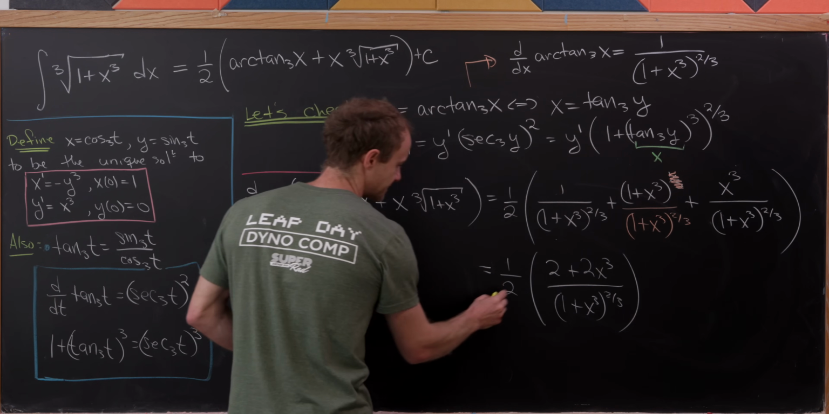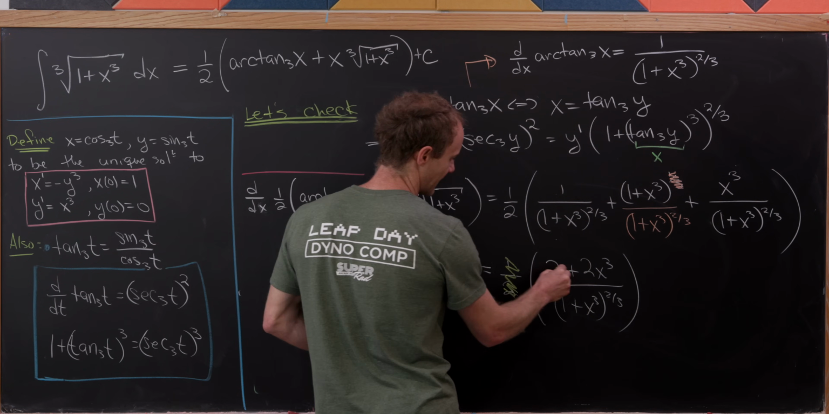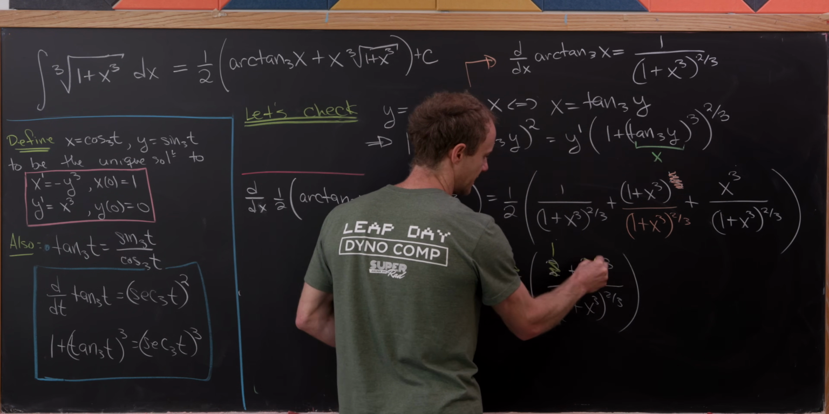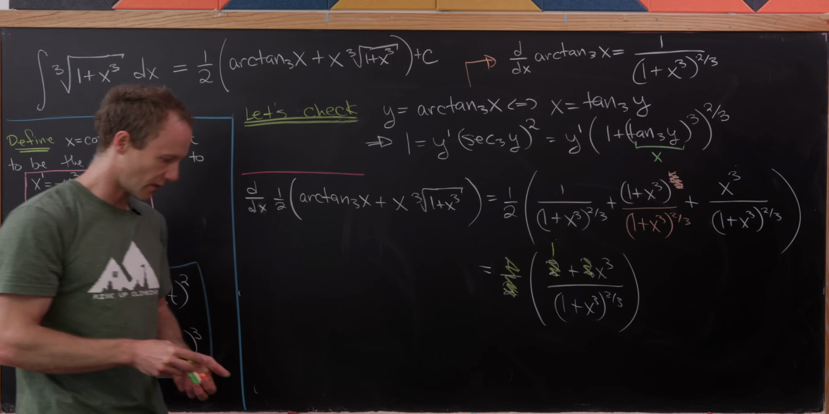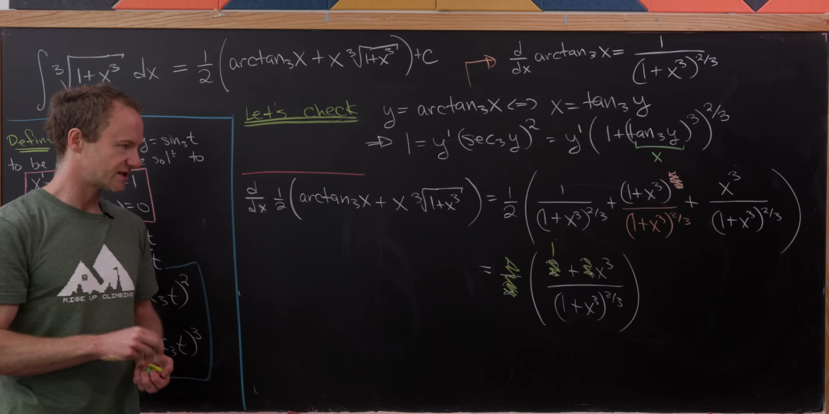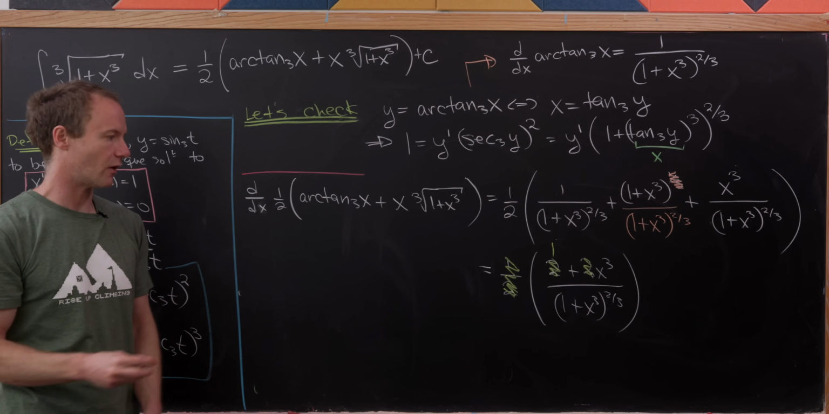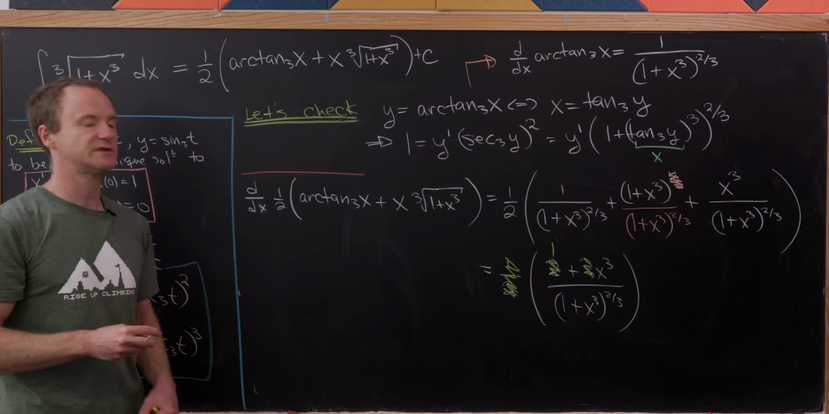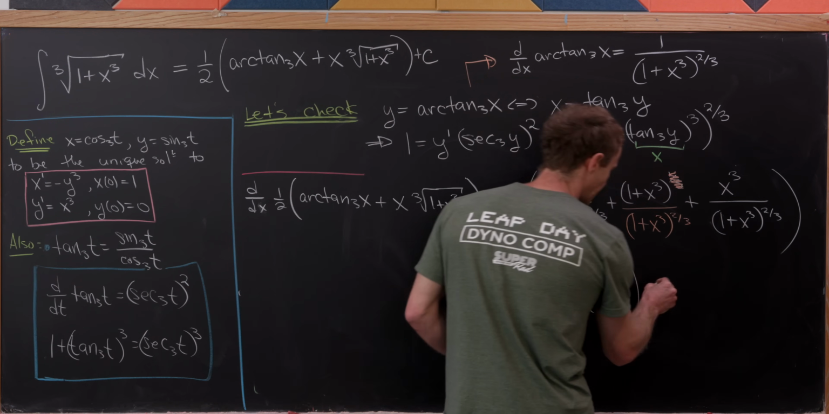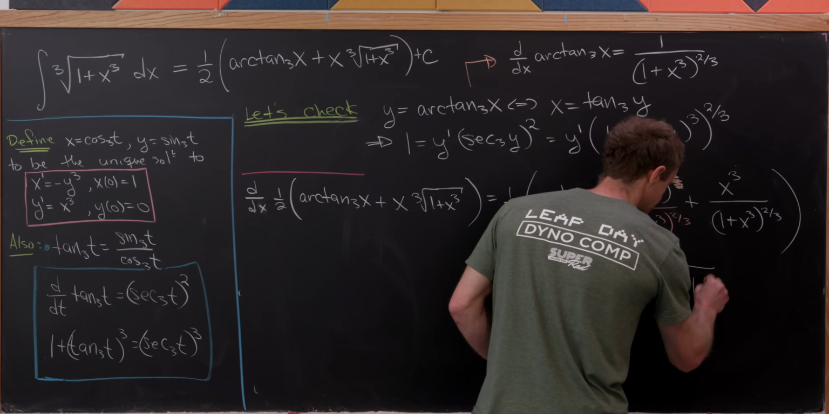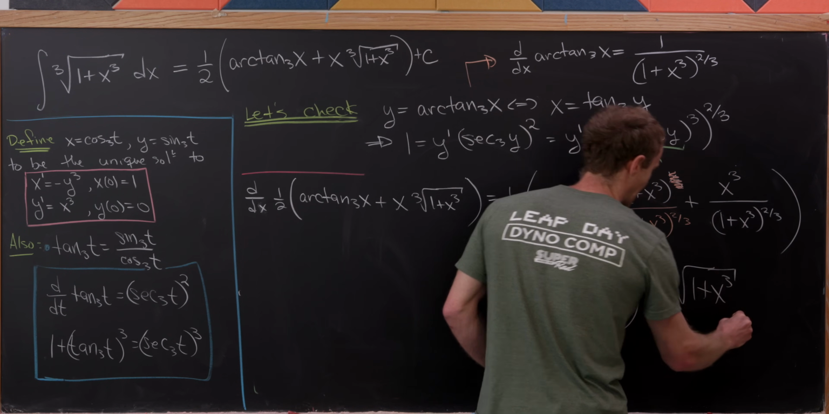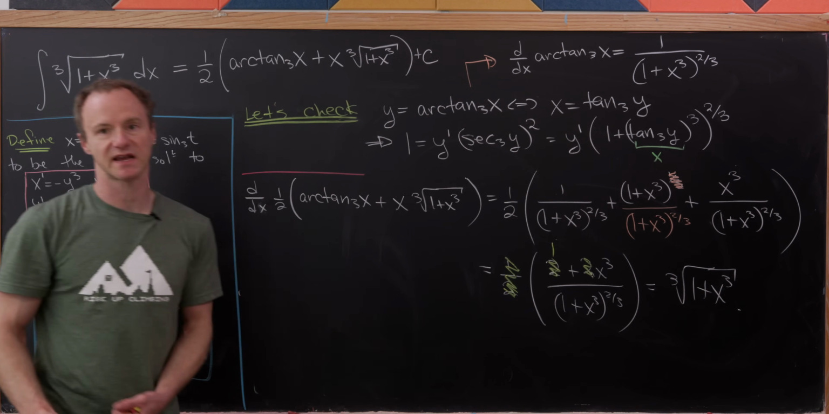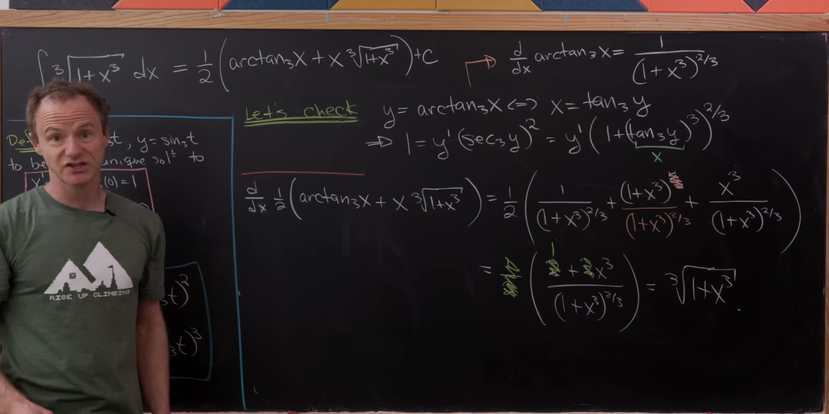But now let's observe that this 2, or this 1/2 here, will cancel this 2 down to a 1, this 2 down to a 1 as well. And we have 1 plus x cubed to the 1 power over 1 plus x cubed to the 2/3 power. But then putting that all together, we'll have 1 plus x cubed to the 1/3 power. In other words, we'll have the cube root of 1 plus x cubed. So, well, that checks everything out.